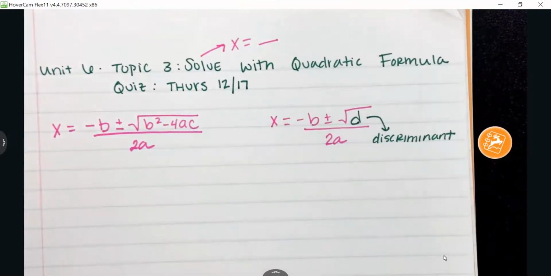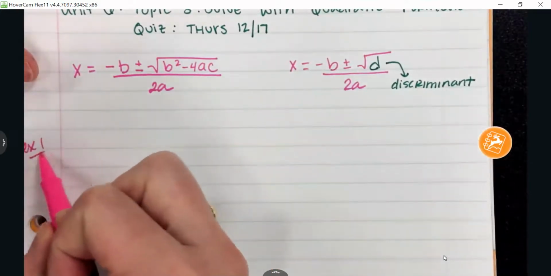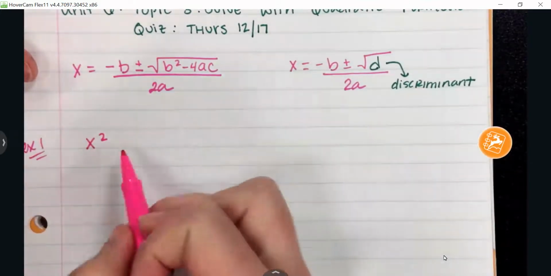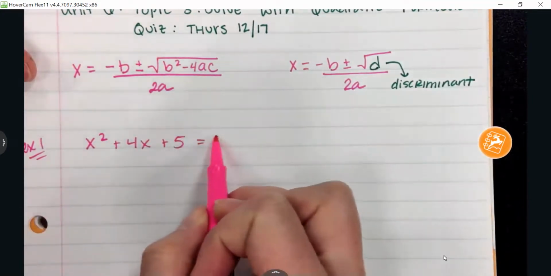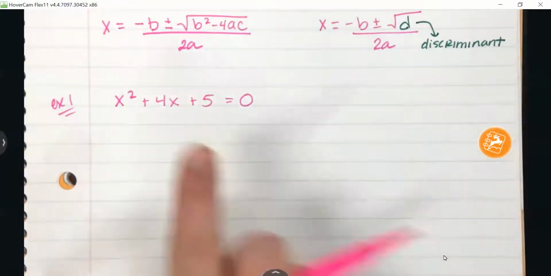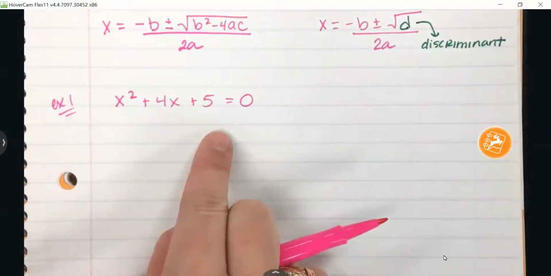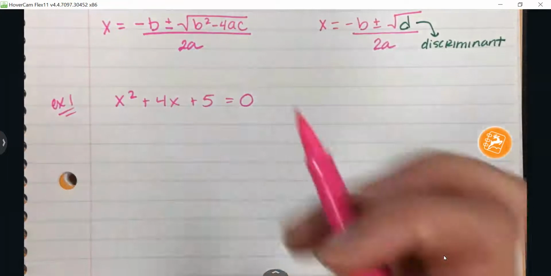x-axis, my x-intercepts, my solutions, my roots, my zeros. So let's start with our first problem, okay? Example number 1, x squared plus 4x plus 5 equals 0. Is my equation in the correct order? Yes. Does it equal 0? Yes. Then I can start.